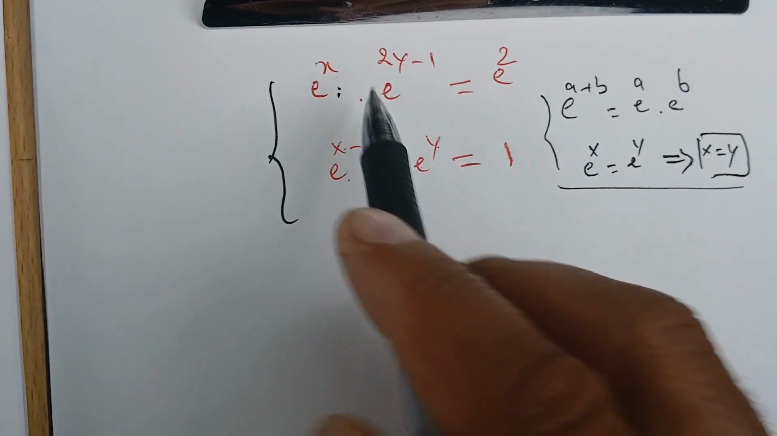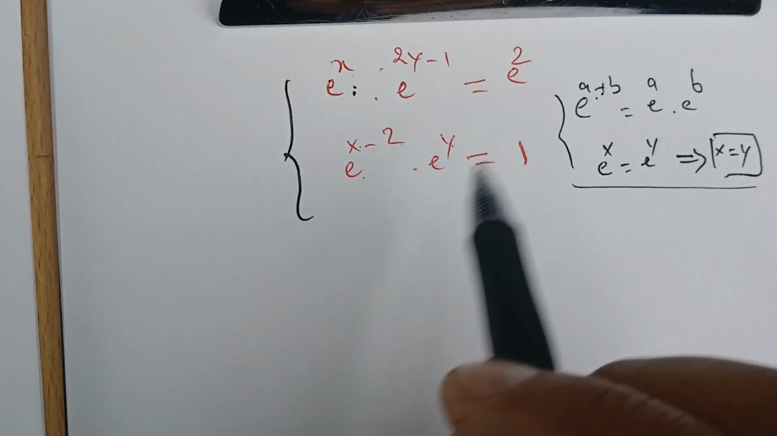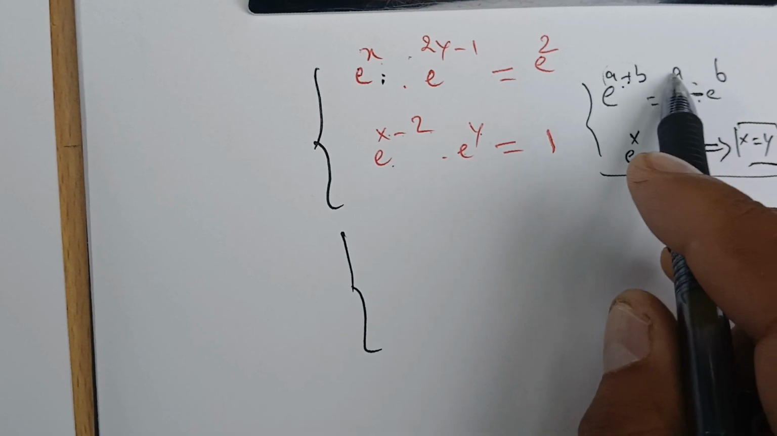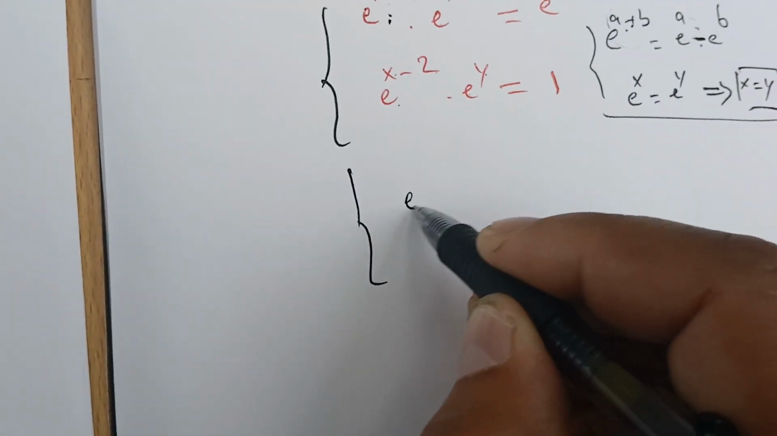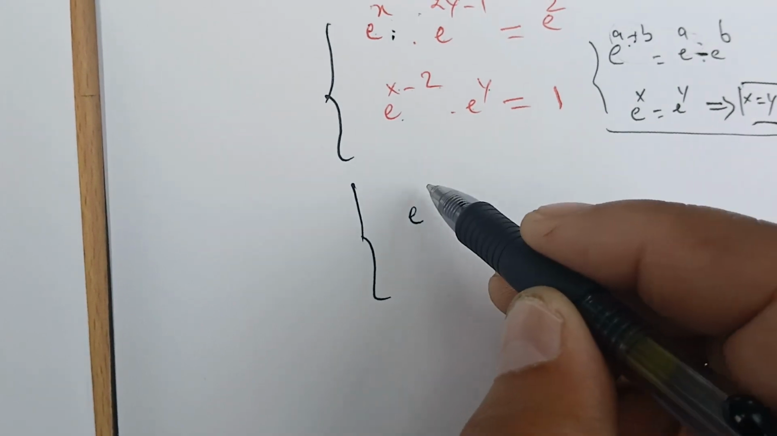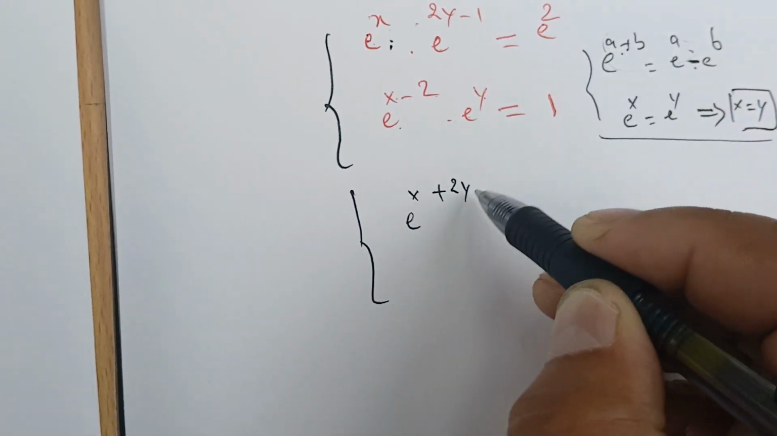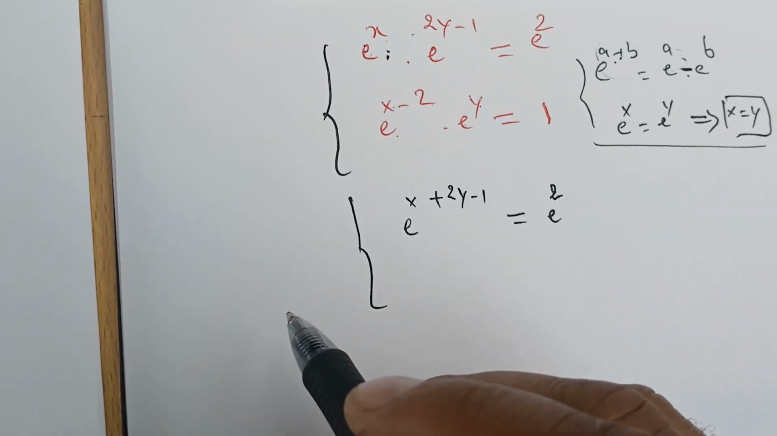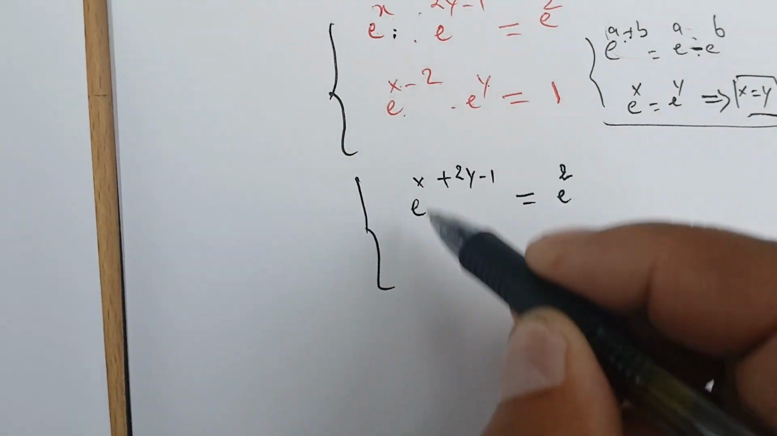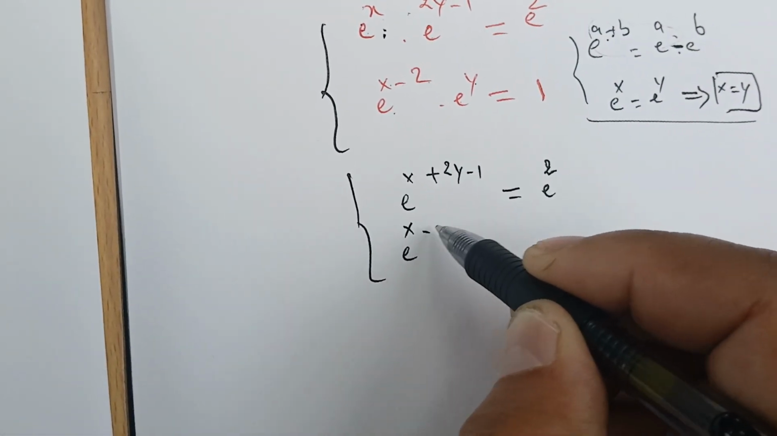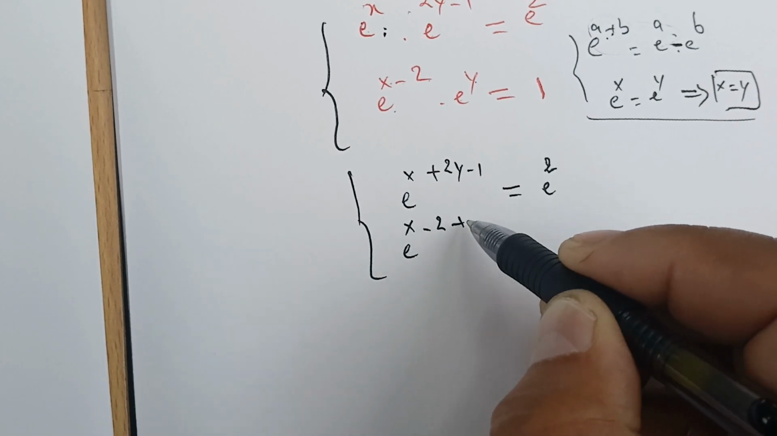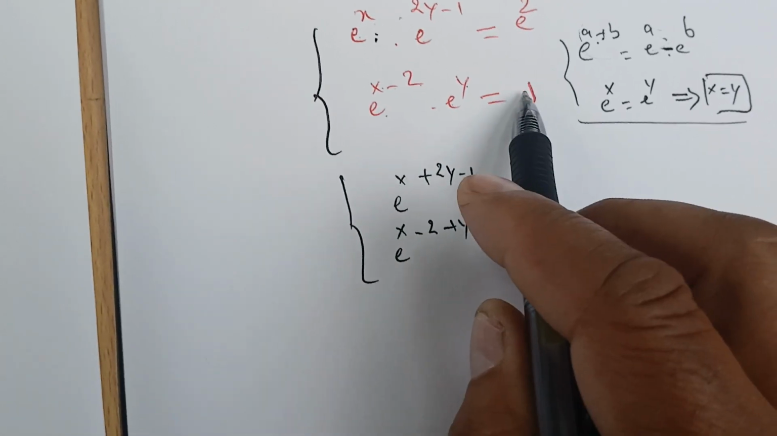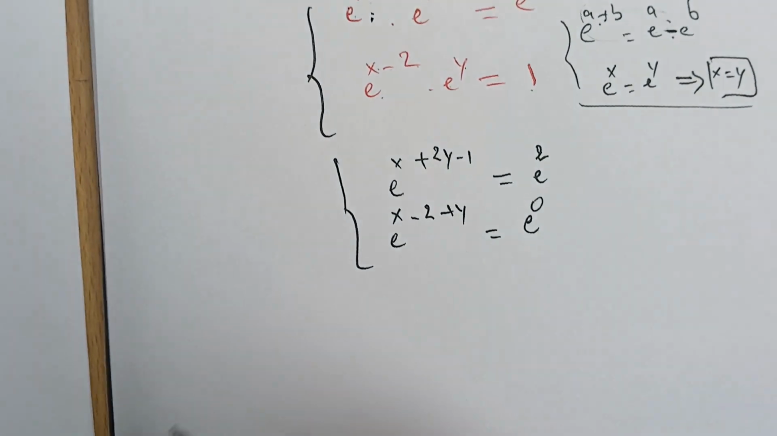So the first thing is we're going to write this one in this form. Our system, using this property, becomes, because we have the same base e, e to the power x plus 2y minus 1 is equal to e to the power 2. And second, e to the power x minus 2 plus y equals 1. So here we have a different base. So what's 1? 1 is e to the power 0.